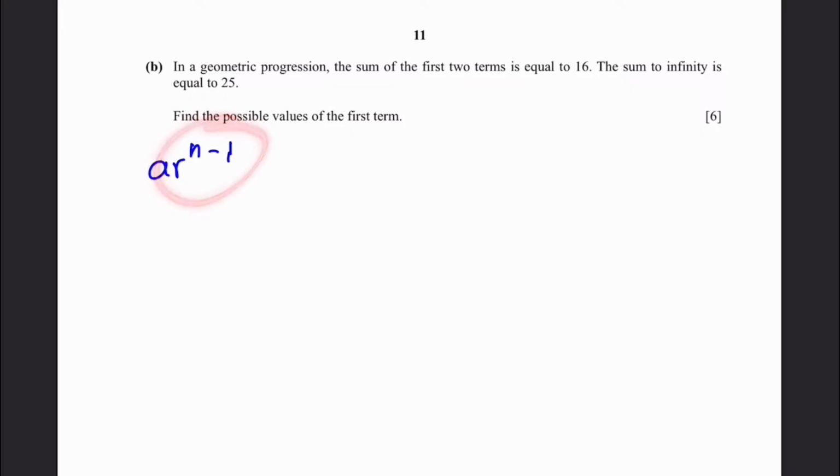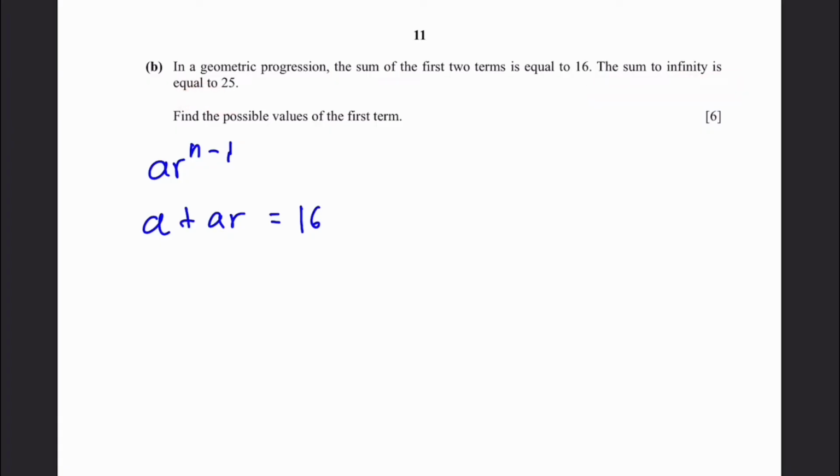It's ar to the power of n minus 1, where r is the geometric ratio, or the thing we multiply by every time we go from one term to the next. And a is the first term. So, the sum of the first two terms is just going to be a plus ar. That's going to be 16, because ar to the power of 1 minus 1 is just a. That's the first term. Now, 2 minus 1, this will become ar, second term. The sum is 16.